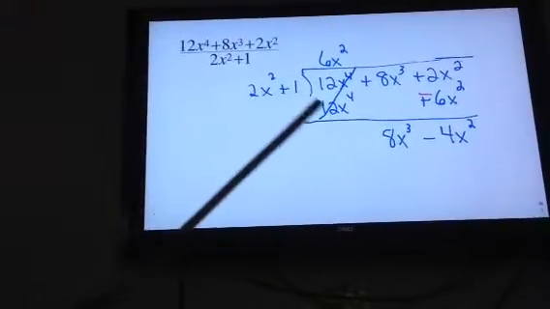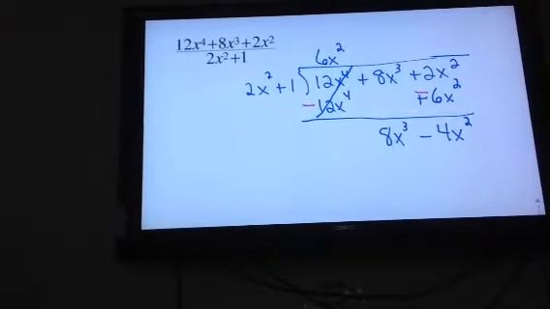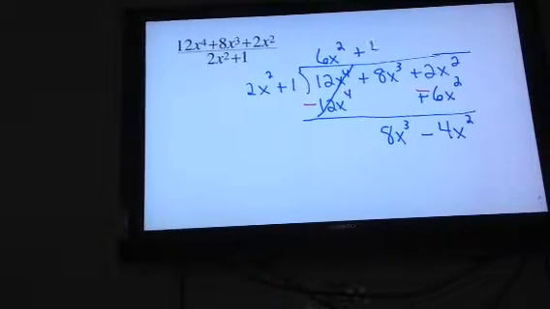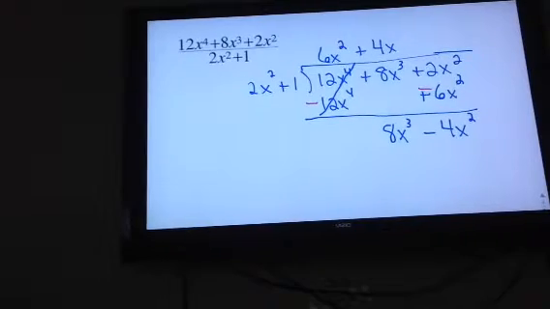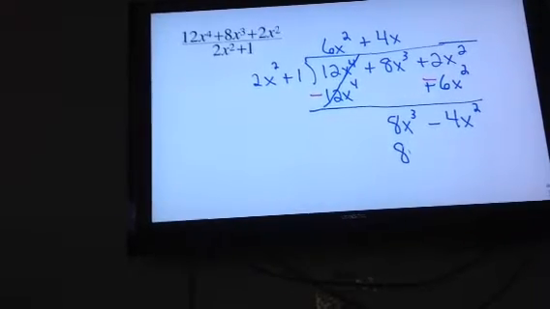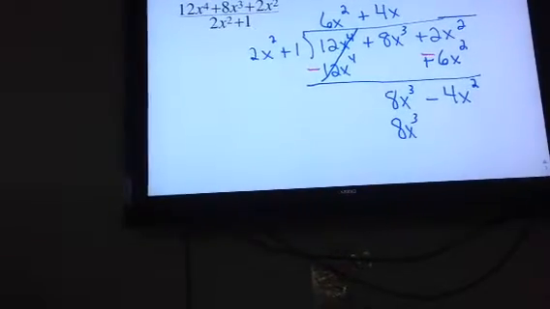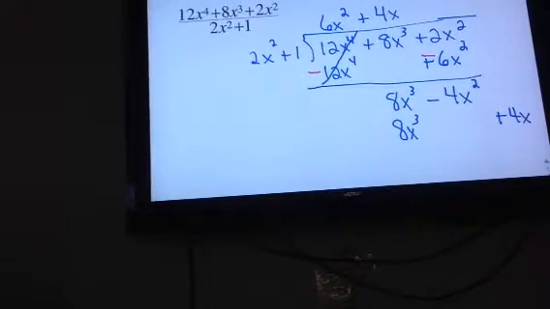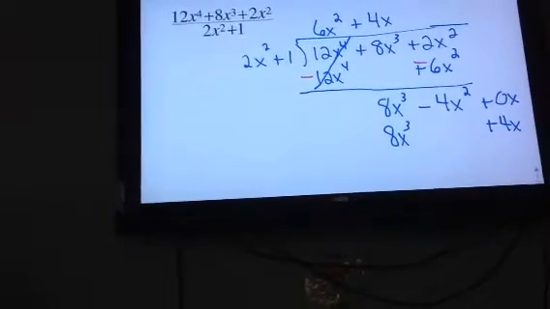2x squared divided into 8x to the third. So what do I multiply 2x squared by to get 8x to the third? And that's a positive 4x. And I multiply through. 4x times 2x squared is 8x to the third. 4x times positive 1 is a positive 4x. There is no x term. So I'm going to put in there a 0x. So I have a placeholder.